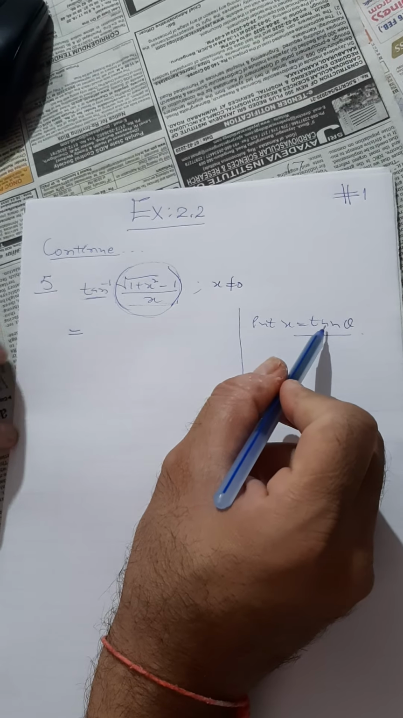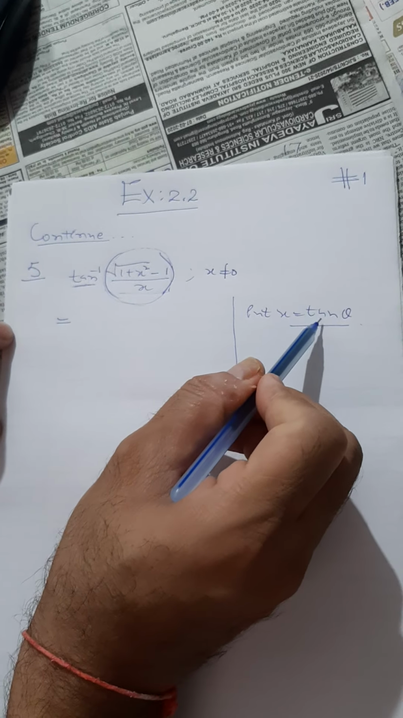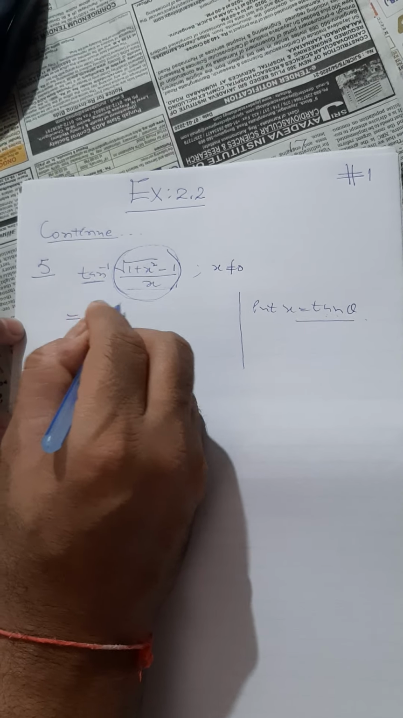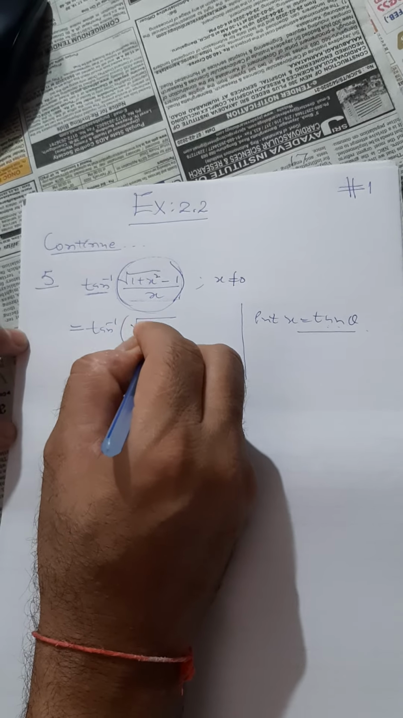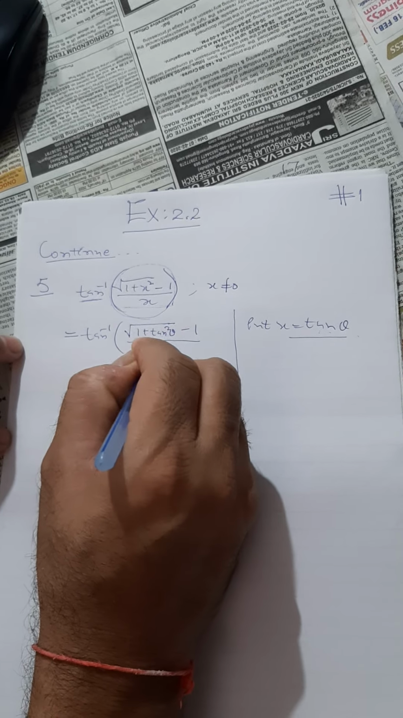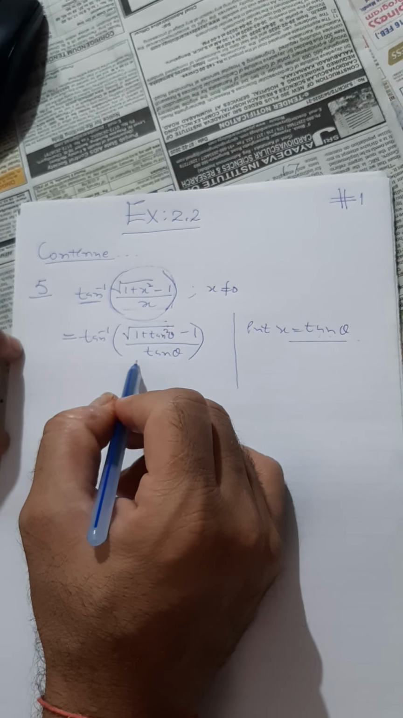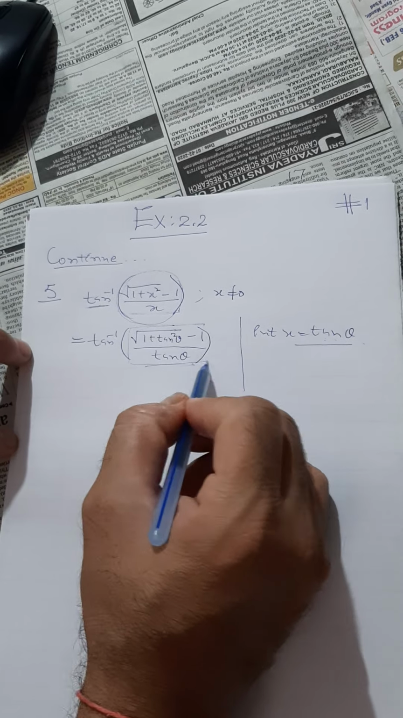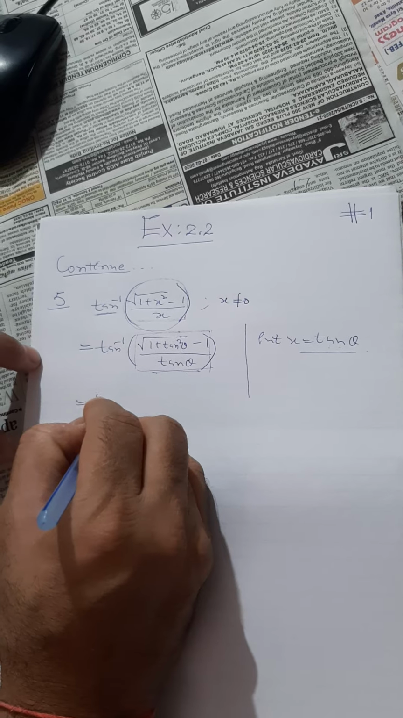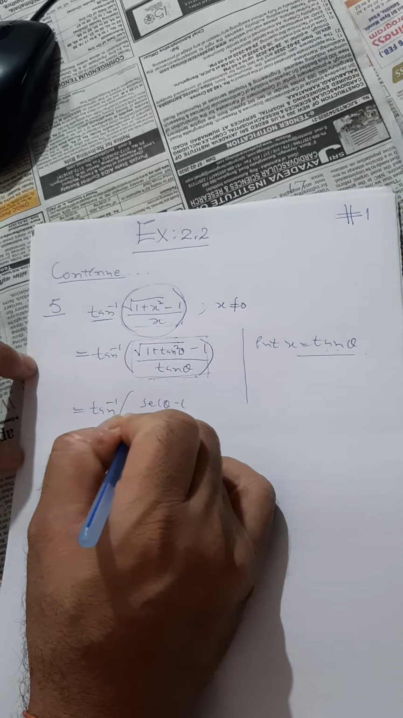Why have we chosen this substitution? Because we know 1 plus tan square is sec square. That's the main reason for choosing this tan theta. So tan inverse, this is root of 1 plus tan square theta minus 1 upon tan theta. Now we simplify with the help of trigonometric functions, and this should be in the form of tan, and then tan inverse tan will get cancelled. So this is tan inverse sec theta minus 1 upon tan theta.